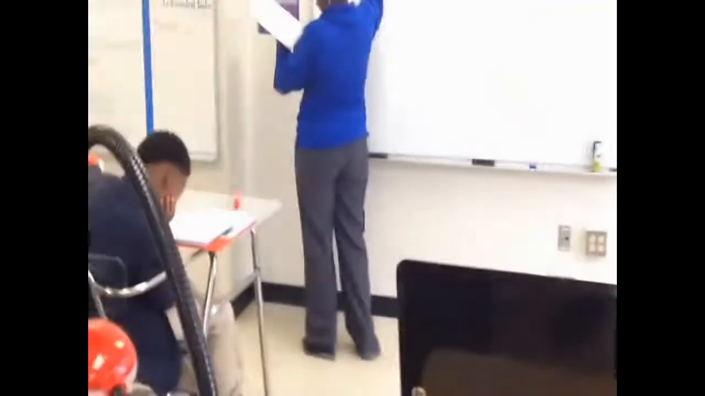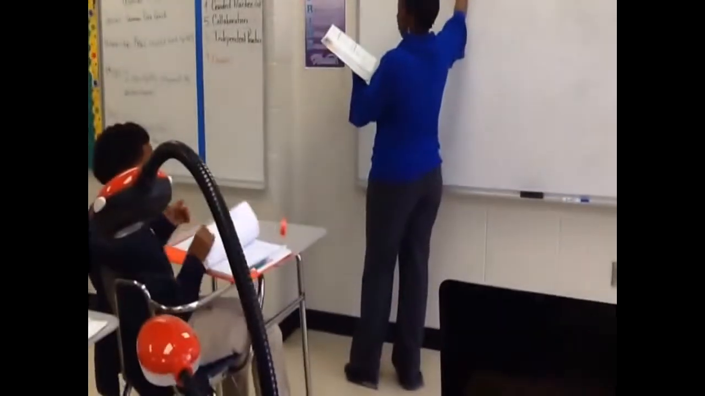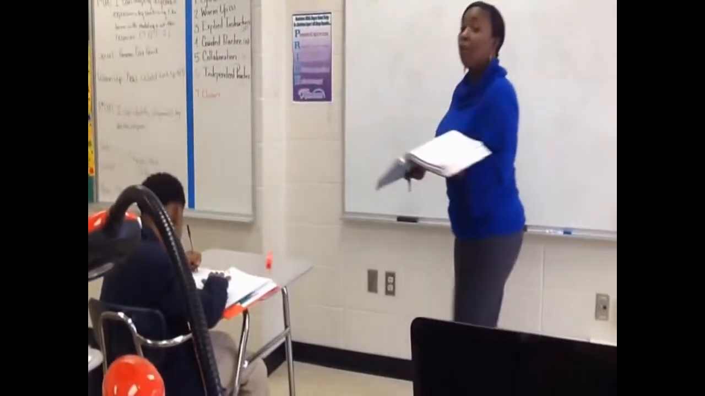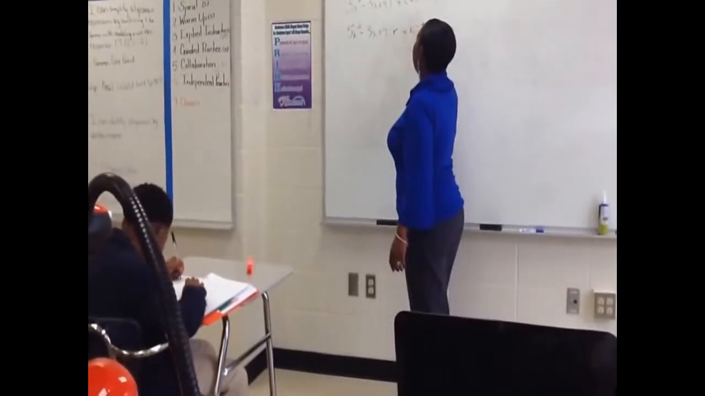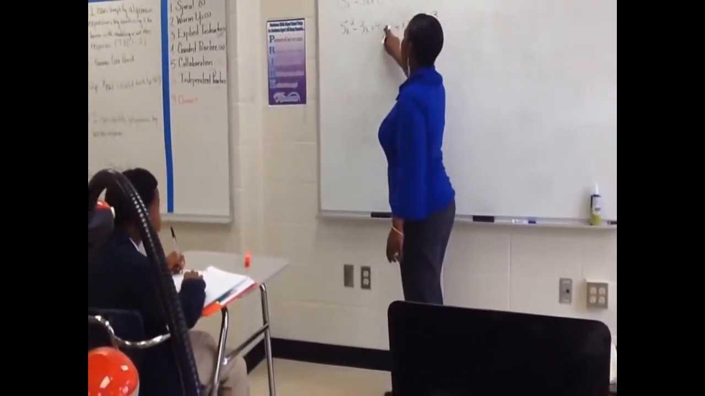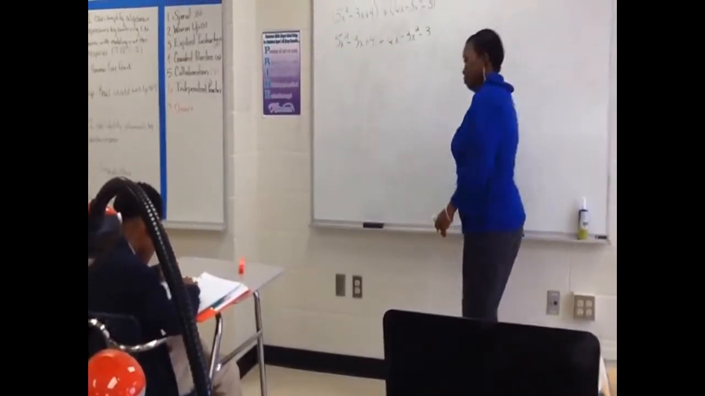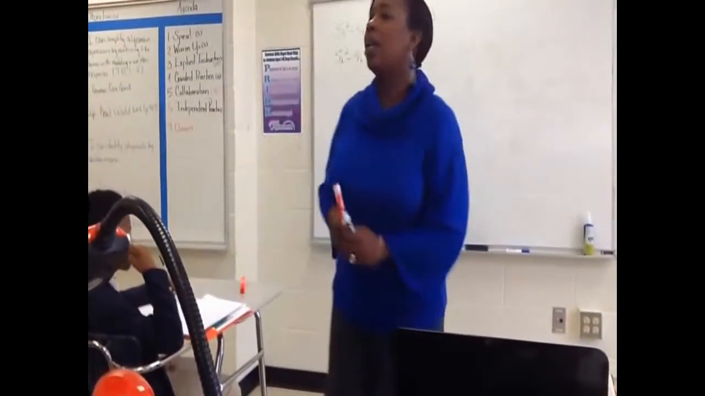So, the one I'm going to do will be 5x squared minus 3x plus 4, plus 6x minus 3x squared minus 3. The first method I'm going to use is to drop the parentheses. Any questions about what I just did? All I did was take off my parentheses. That's easy. Very easy.